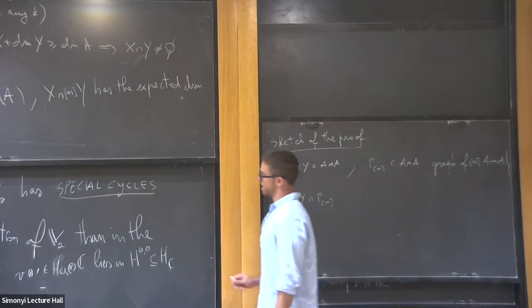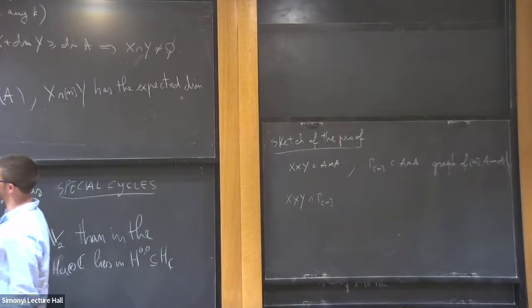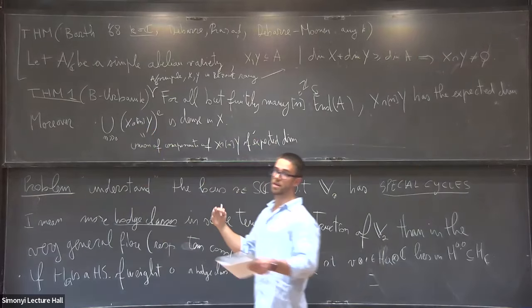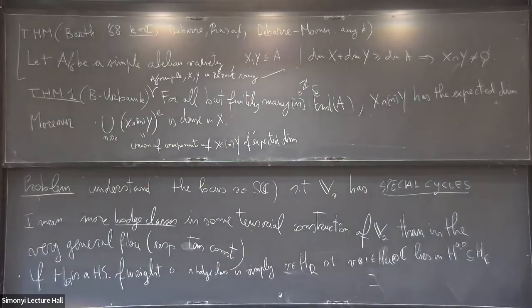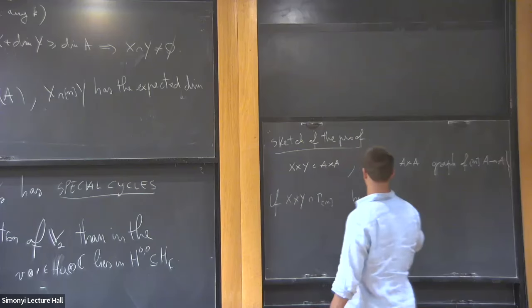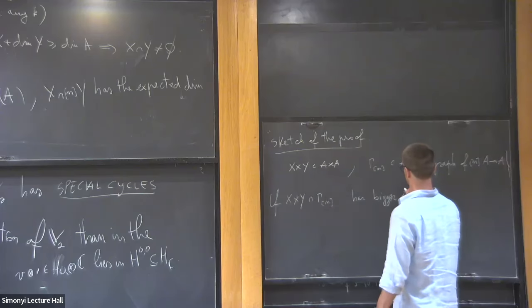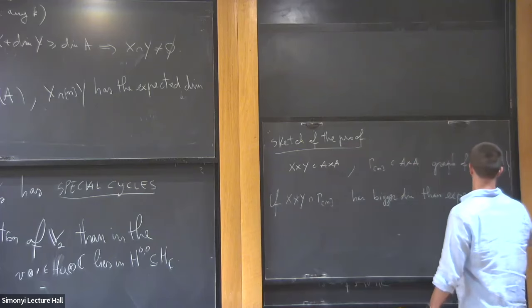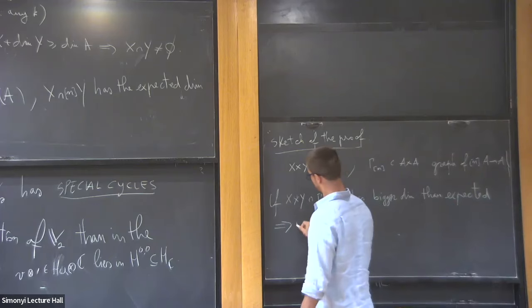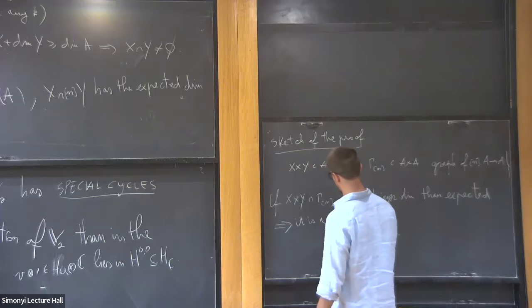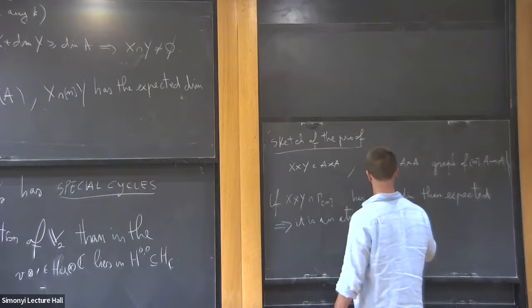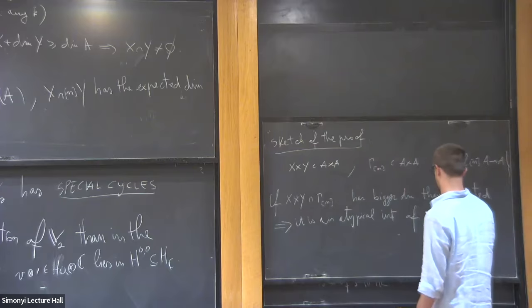And so the point is, if this intersection is not of the expected dimension, it means it's bigger in dimension. If this intersection has bigger dimension than expected, then it is an atypical intersection of positive dimension.